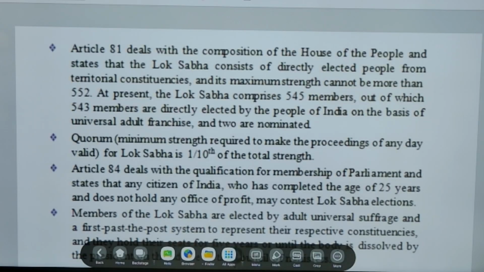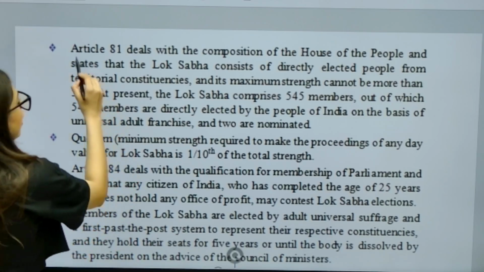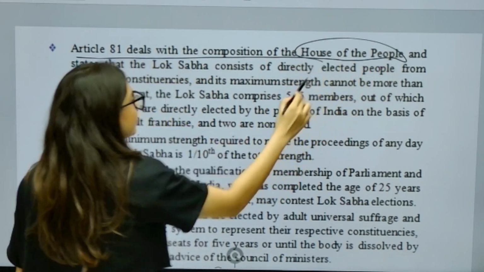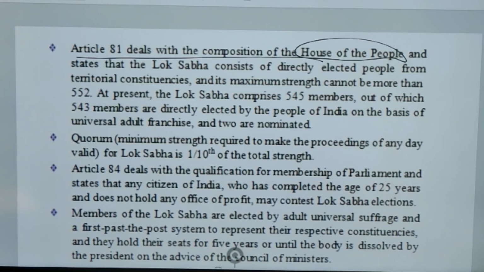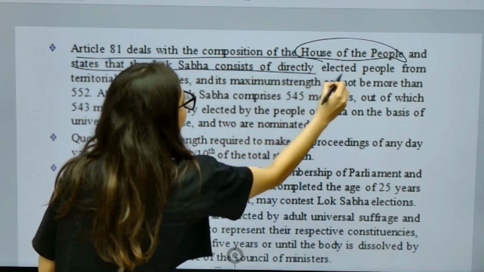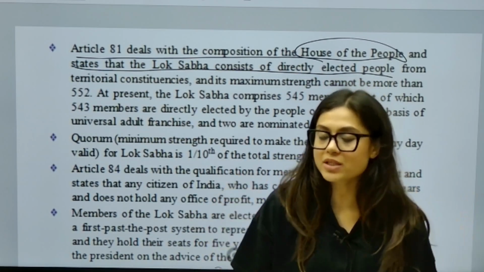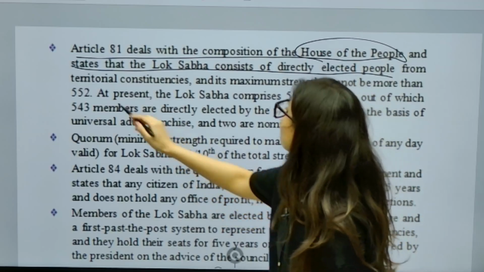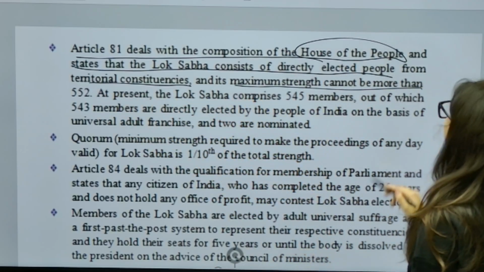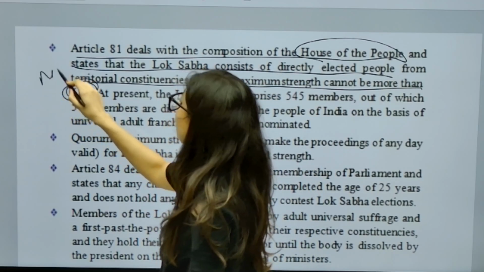Then comes Article 81. Article 81 says that composition of the House of the People, which means composition of Lok Sabha, consists of directly elected people. So we participate in the election, we choose our MPs in Lok Sabha from the territorial constituencies. And what is it? Maximum strength 552. This you have to remember.